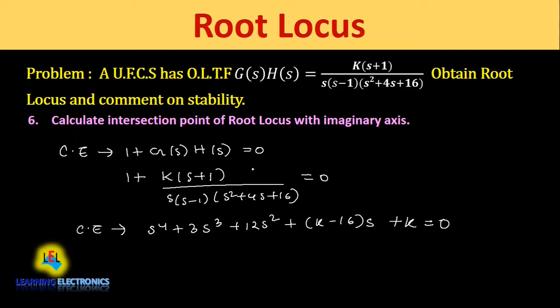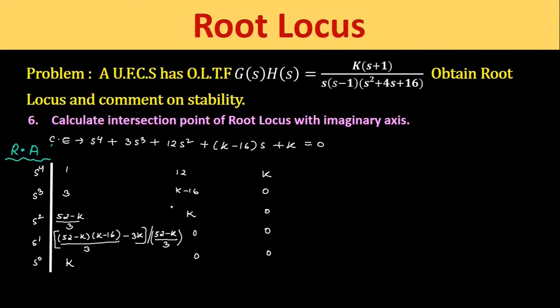Now to find out the intersection point of the root locus with the imaginary axis, we have to construct the Routh's array using this characteristic equation. So this is the final Routh's array we are getting from this characteristic equation. Now we have to find out the marginal value of k. For finding out the marginal value of k, we have to make one of the rows of this Routh array as a row of 0. So we will take this s to the power 1 row. To make this row as a row of 0, we have to keep this equation equal to 0.